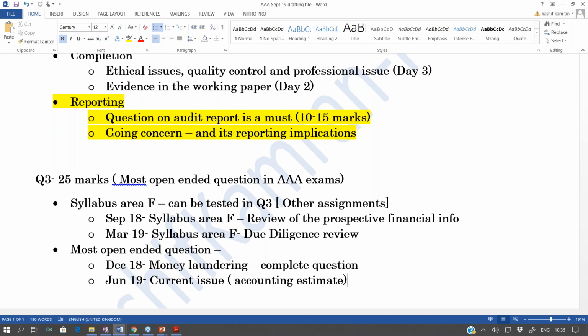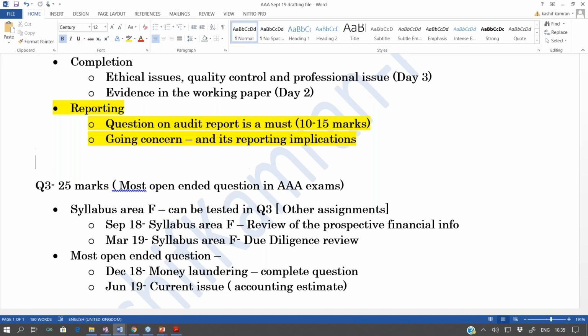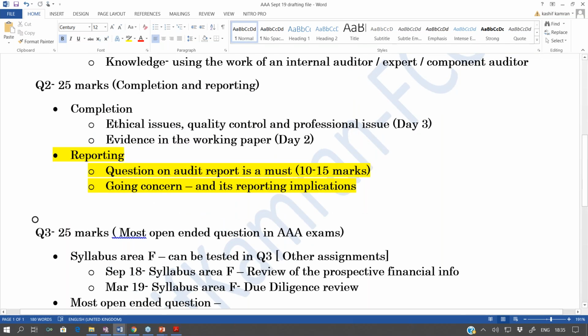Okay, now if you are all clear on the format of the paper, particularly those students who are appearing for the AAA exam for the first time in September 19, this analysis must have helped you with how you should be handling the paper. Now I'm moving out of this analysis and starting on with day one.